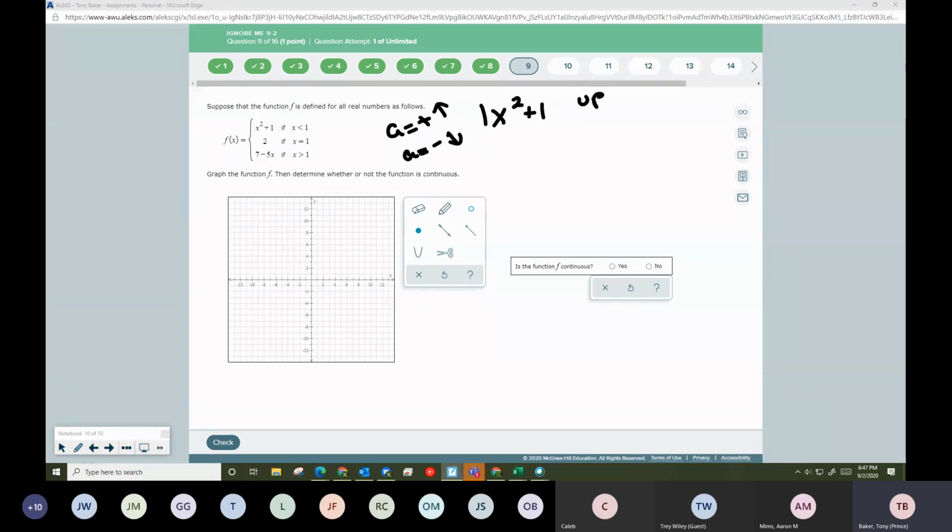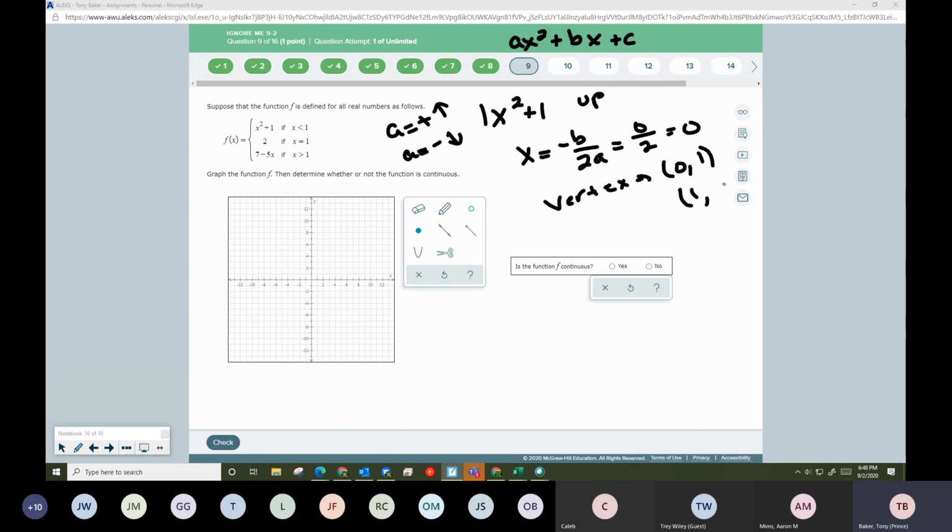Now I have to find my vertex. What I always do is find my axis of symmetry. My axis of symmetry is x equals negative b over 2a. And if you don't remember, the standard form of a quadratic equation is ax squared plus bx plus c. So this gives me my x value. In this case, it's 0 over 2, which is 0. And then I plug that into the problem. So my vertex is 0, 1. And then I just need one other point. So I'm just going to choose 1, plug that in, and I get 2.